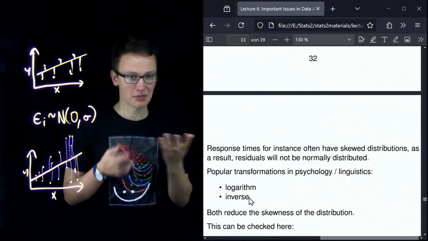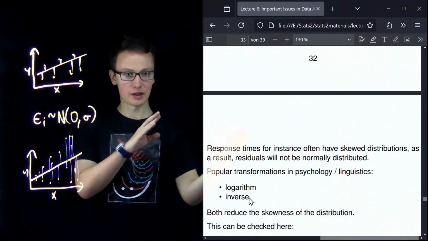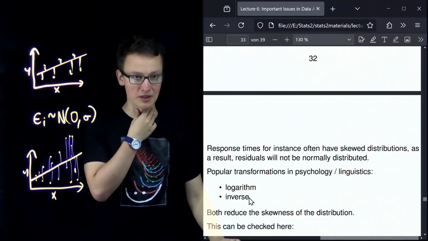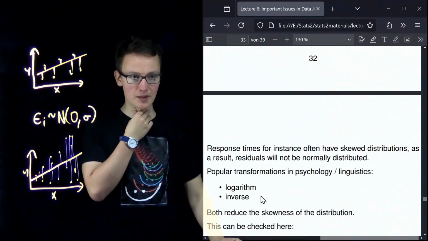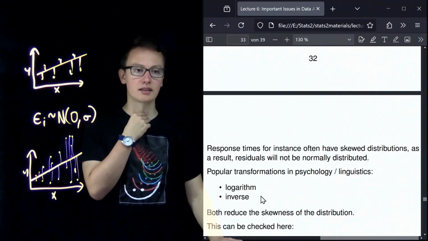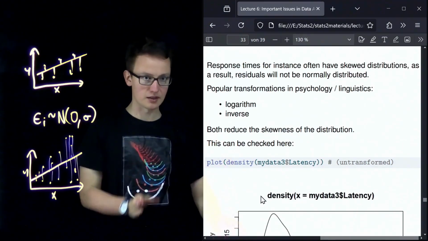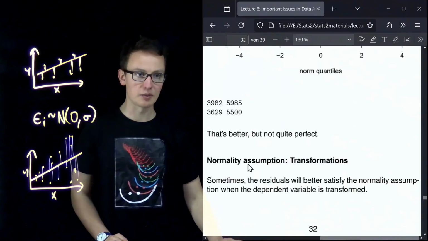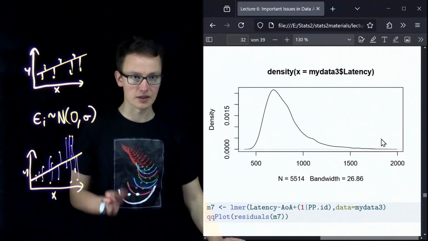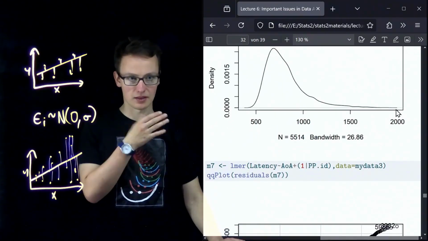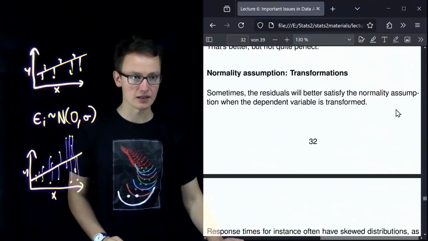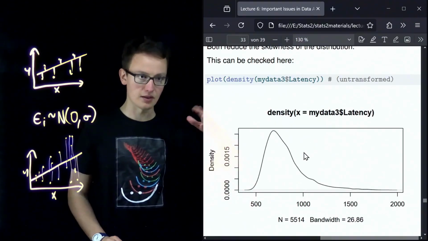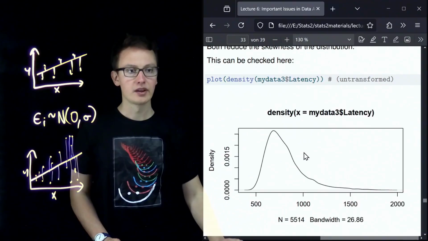Both of these do a similar thing of reducing this right skew, or large right tail, that some variables have, for example, reaction times and reading times. And we can maybe visualize this for a moment. So here, let's do the density plot again of the data we had before, the latency data from this EEG and reading times data set, but without any values above 2000 milliseconds. So this will give us this plot here. You can see it has this long tail to the right.